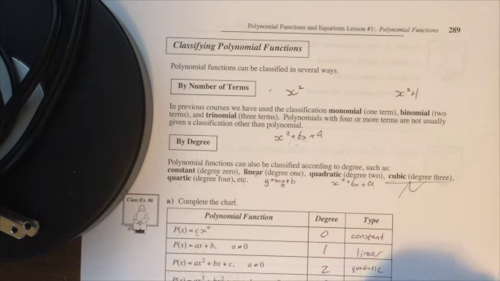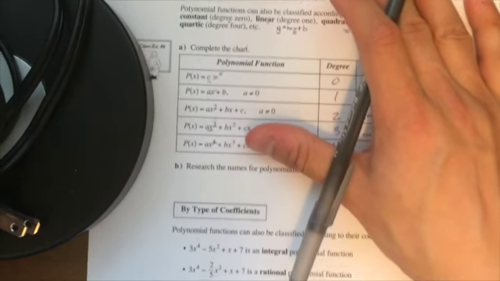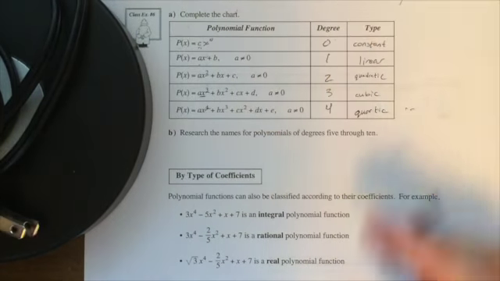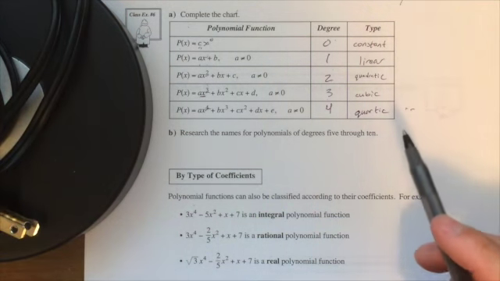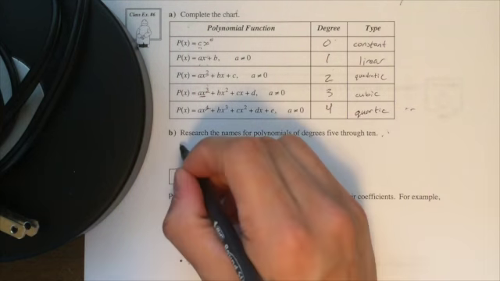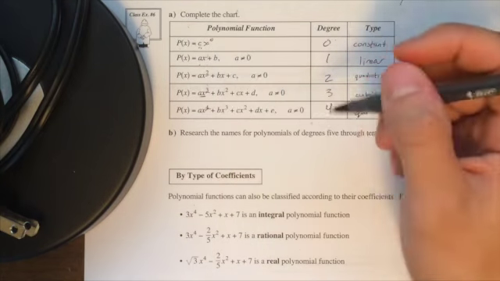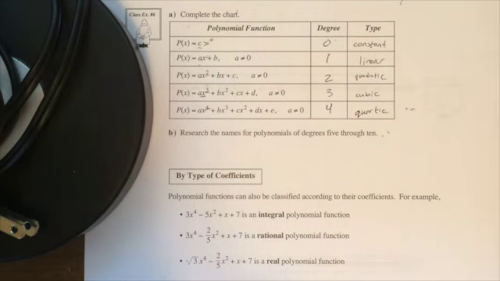Degree of 3 is cubic. And I'm looking at these degrees right here. And degree of 4 is quartic. All right, so this is going to be the new one for you, the quartic functions. Research the name for polynomials of degrees 5 through 10. This is going to be one that you just Google. But degree 5 is quintic.